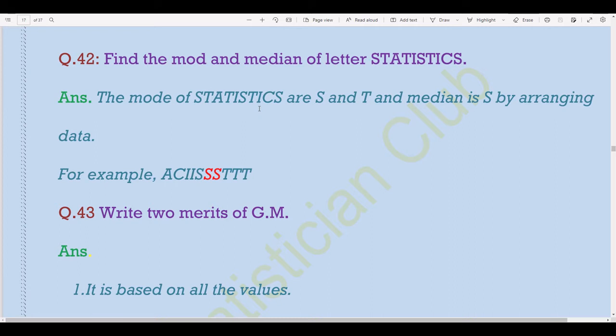How do we calculate the median? As you know, for the median we arrange data in ascending or descending order. I arrange in ascending order alphabetically: first write A, then C, then I, then the letter S, triple S, and then triple T.